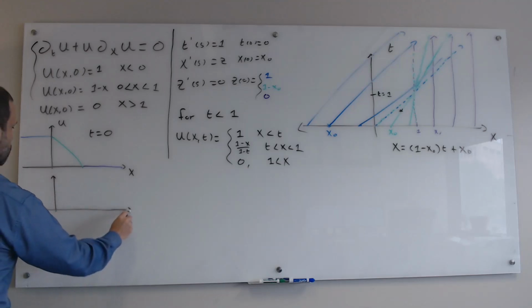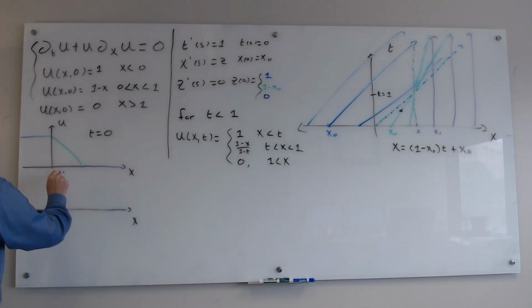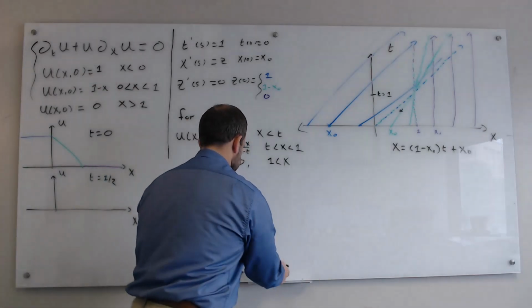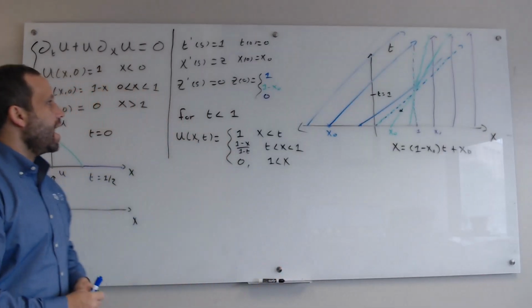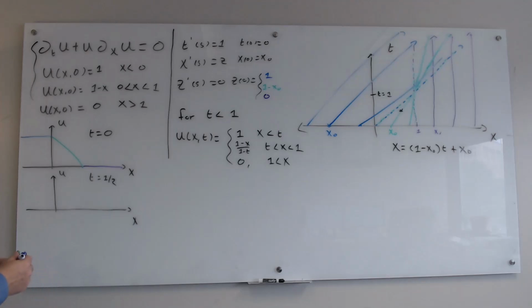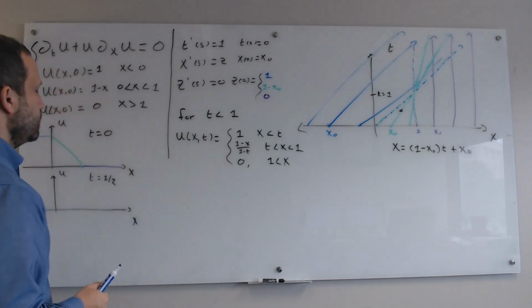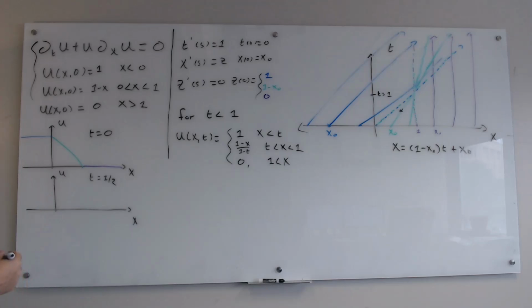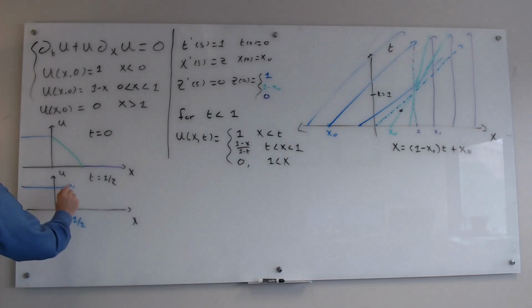So if this is the x-axis and this is the u-axis, and I'm going to look at, say, t equal to 1/2, here's what's going to happen. My function is going to be equal to 1 for x less than t. So let's say this is 1/2 here. My function is going to be equal to 1 up until that point.